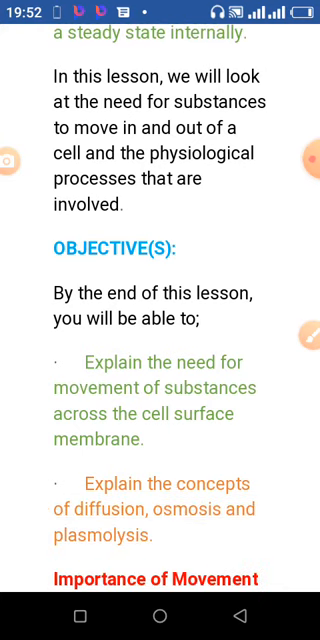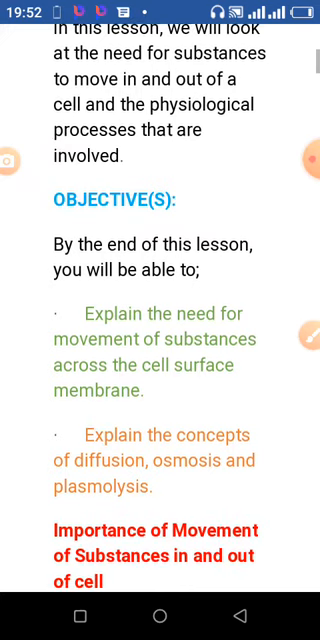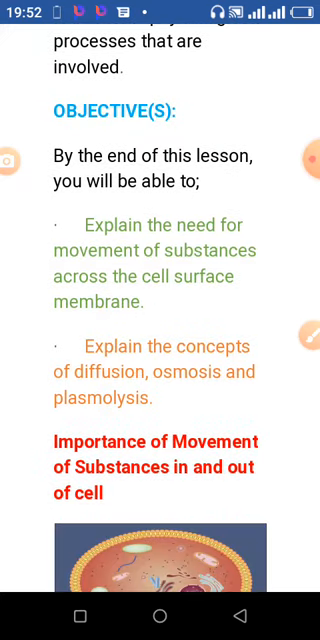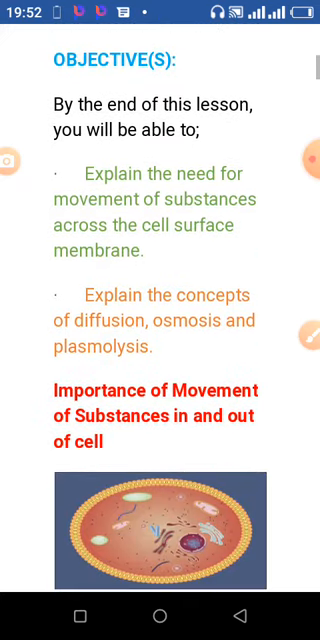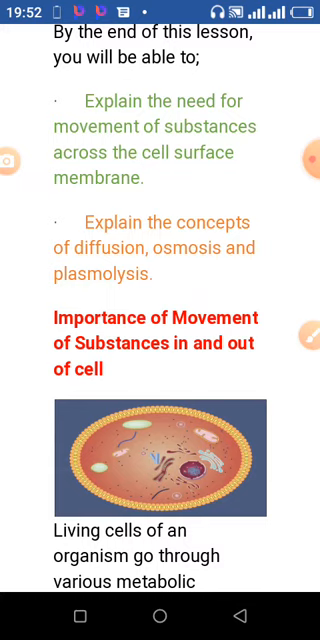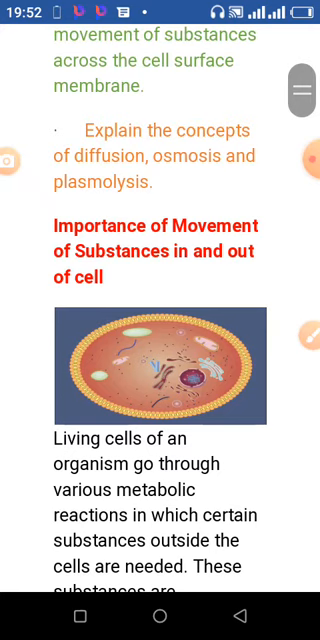So, objectives. By the end of this lesson, you'll be able to explain the need for movement of substances across the cell surface membrane, explain the concepts of diffusion, osmosis, and plasmolysis, and also the importance of movement of substances in and out of a cell.